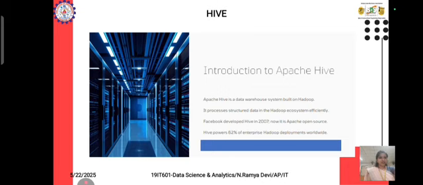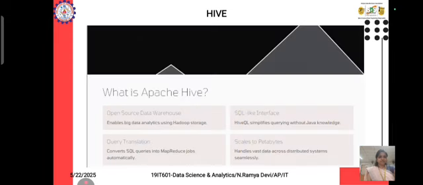It's a data warehouse system which is built on Hadoop, and also it is used for processing structured data in the Hadoop ecosystem efficiently. Hive was introduced by Facebook in 2007, and now it is Apache open source. Hive powers 62% of the enterprise Hadoop deployments worldwide, so Hive is used very widely. So what is basically a Hive?